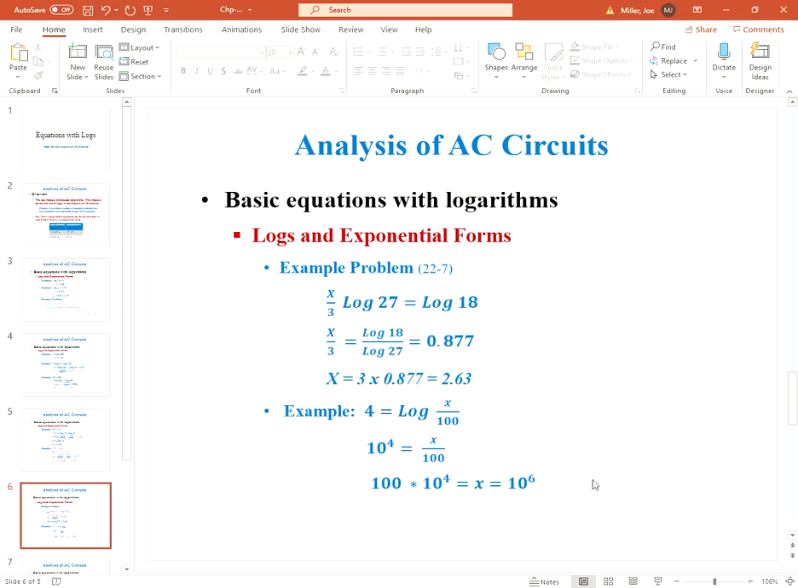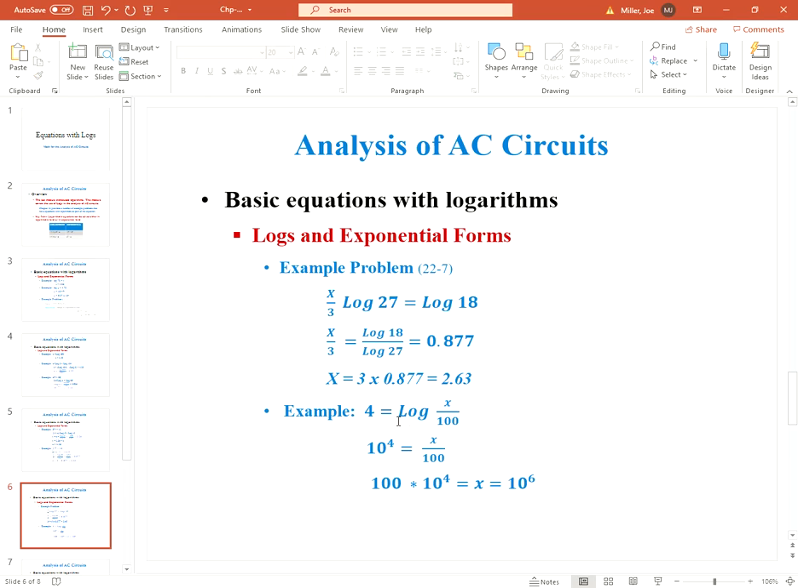4 equals the log of x divided by 100. Raise both sides of this equation to be the exponent of 10. In other words, find the anti-log of both sides. So this becomes 10 to the 4th on this side, and the log of any number as the exponent of 10 gives you that number.